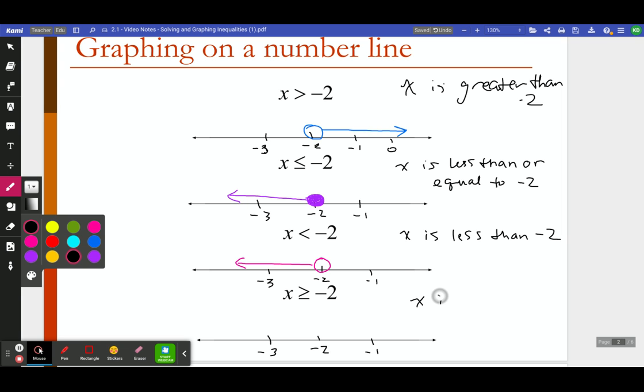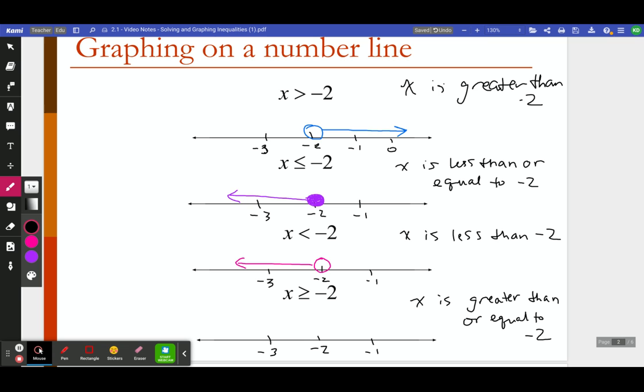And finally, x is greater than or equal to -2. And that is going to be a closed circle because we are including -2, and this is greater than, so it's to the right.